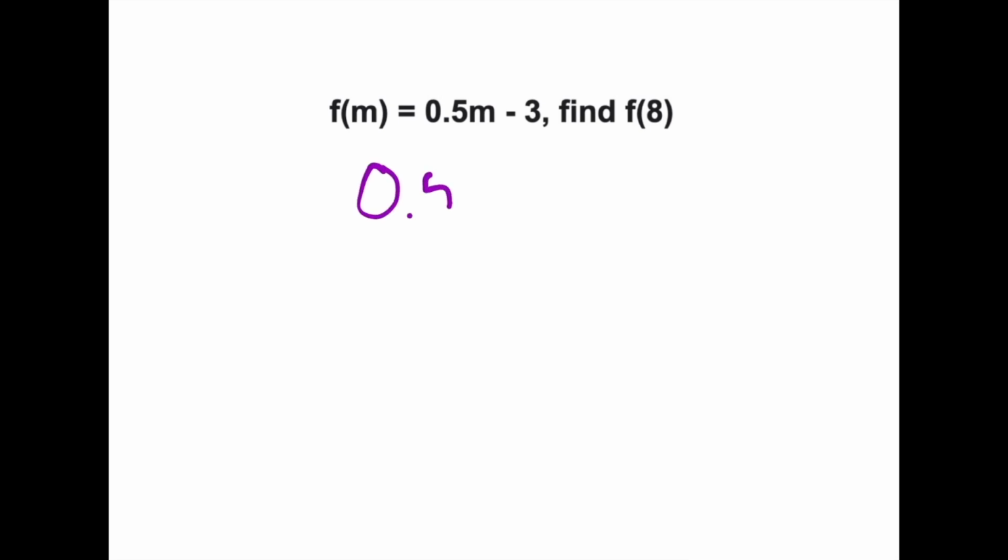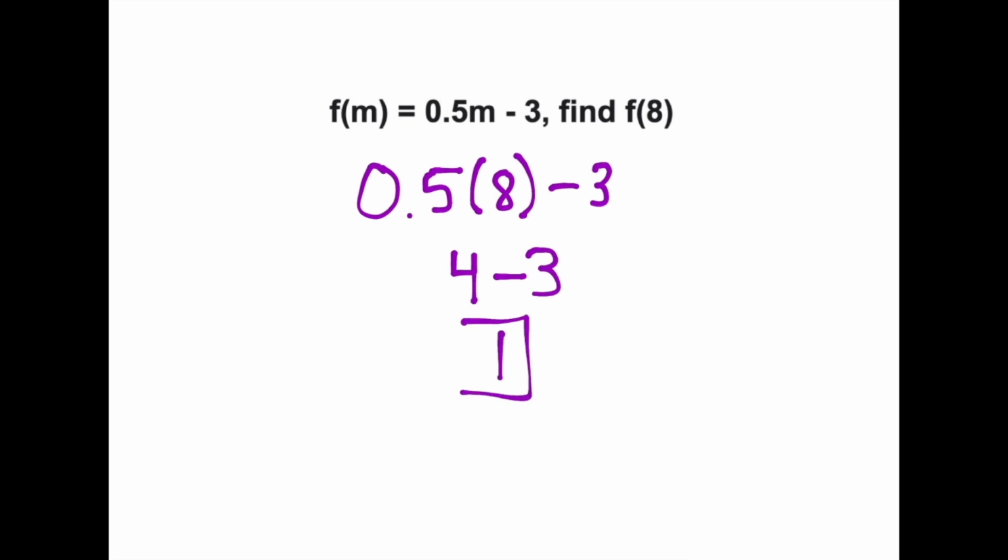Now let's see how you did. Our input for m is 8. So we have 0.5 times 8, which is 4, and 4 minus 3 is 1. So when our input is 8, our output is 1.